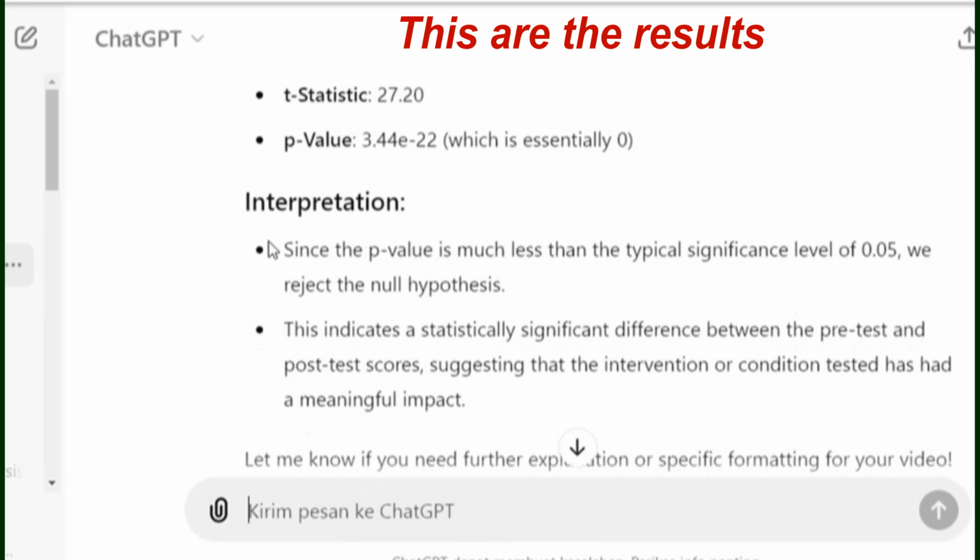Conclusion, since the p-value is much less than the typical significance level of 0.05, we reject the null hypothesis. This indicates a statistically significant difference between the pre-test and post-test scores, suggesting that the intervention or condition tested has had a meaningful impact.